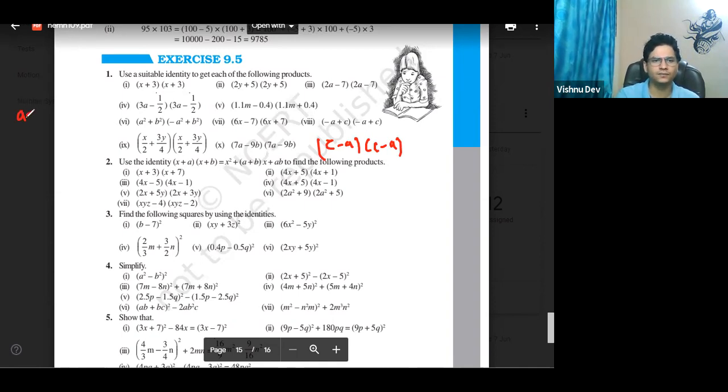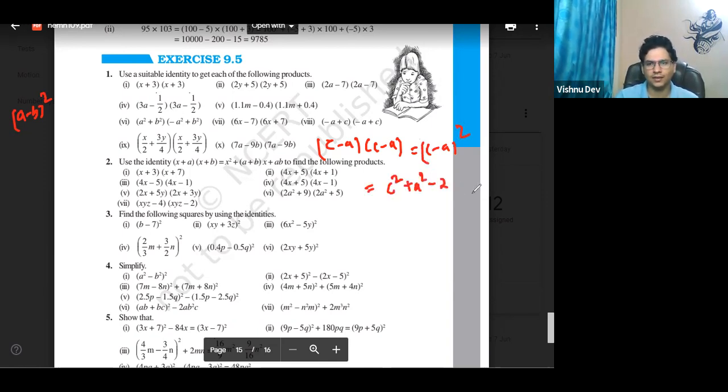A minus b whole square. Correct. A minus b whole square. So here it is C minus A whole square. I guess all of you can solve this now. C square plus A square minus 2AC. Okay? Done? Any other doubts? Do not leave any doubt. Ask.